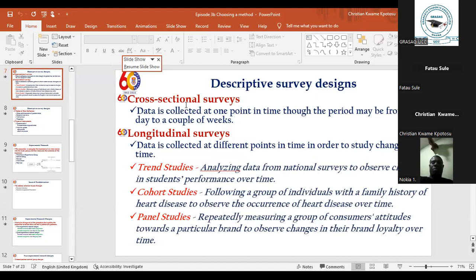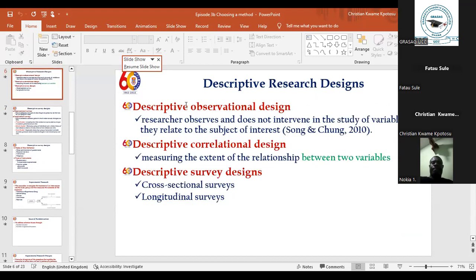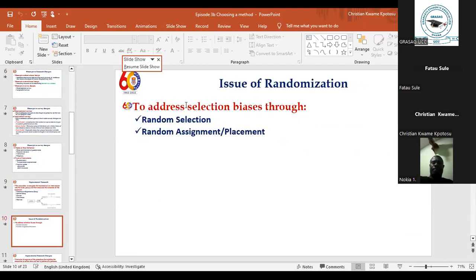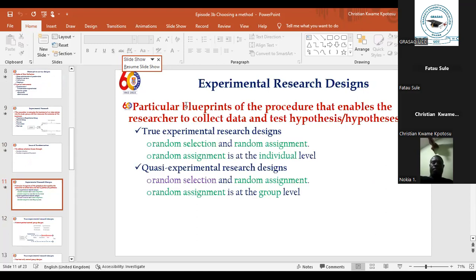So when you go to quasi-experimental, I stated it categorically that here you will see, for the true experiment, random assignment is at the individual level. So we pick individuals and say, go here, go here, go here, until we have our experimental and control groups. But when we come to the quasi, it is at the group level, where we decide which group falls under experimental and which group falls under the control group without looking at the individuals in the group. So we are taking the group as one entity.